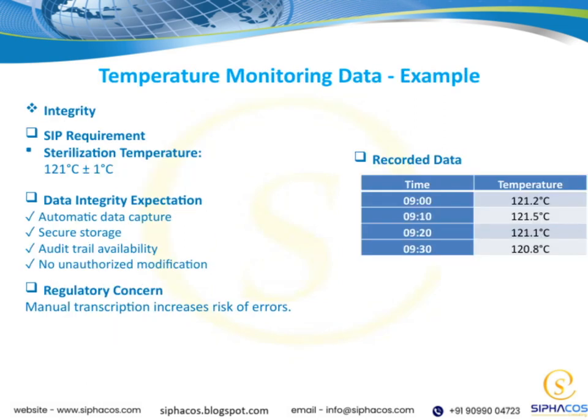When it comes to data integrity, we expect a few key things. Automatic data capture ensures accuracy from the start. Secure storage keeps information safe. An audit trail lets us trace every change, no unauthorized edits allowed. Manual transcription, by contrast, raises the risk of errors, which is a big regulatory concern. Here, we see temperature data recorded automatically, staying within the required sterilization range of 121 degrees Celsius, plus or minus 1. This kind of reliable monitoring is essential for compliance and safety.